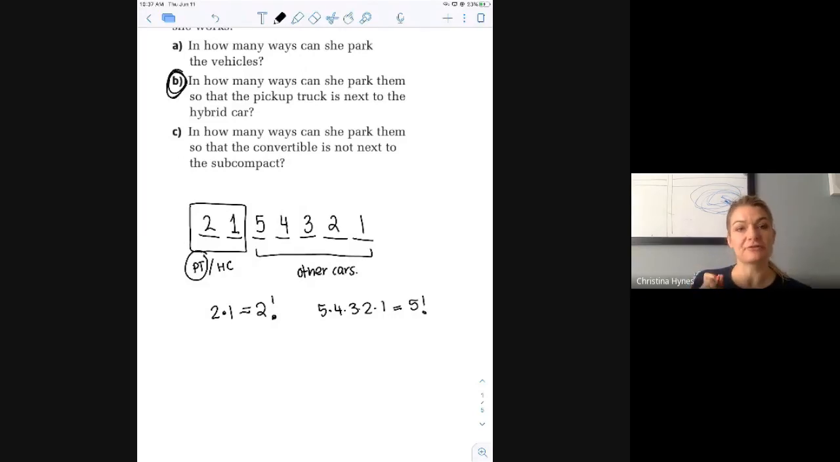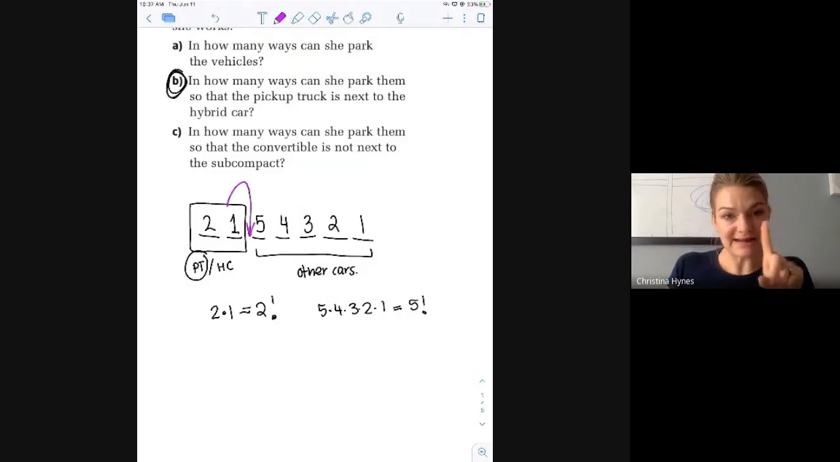Now there's one other thing you have to consider for question number 1 on your assignment. The hybrid car and the pickup truck don't have to be in those first 2 spots. They can be anywhere within or in between the other cars as long as they are together. That's the only rule they're giving us. And in your assignment, it even tells us that they don't have to be arranged in that certain spot. They can be anywhere. So what you need to do finally to get the full correct answer is you have to put the pickup truck and the hybrid into spots.